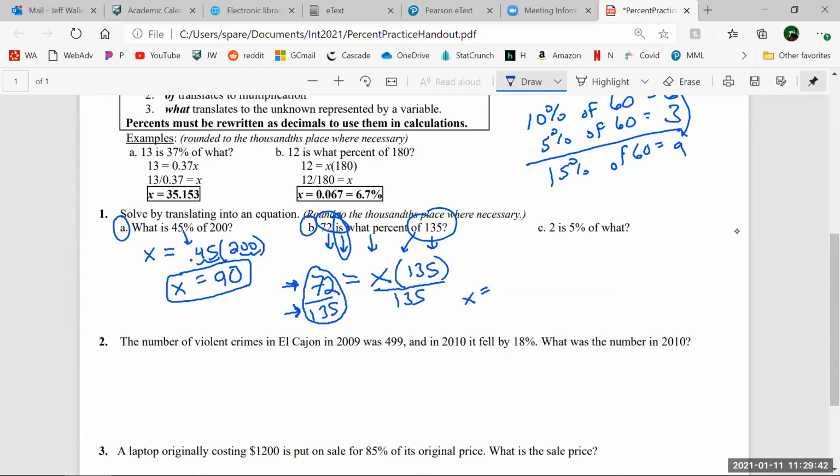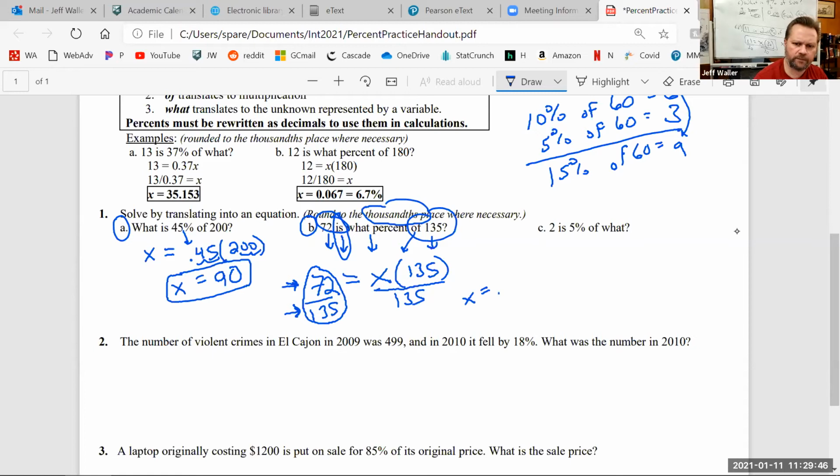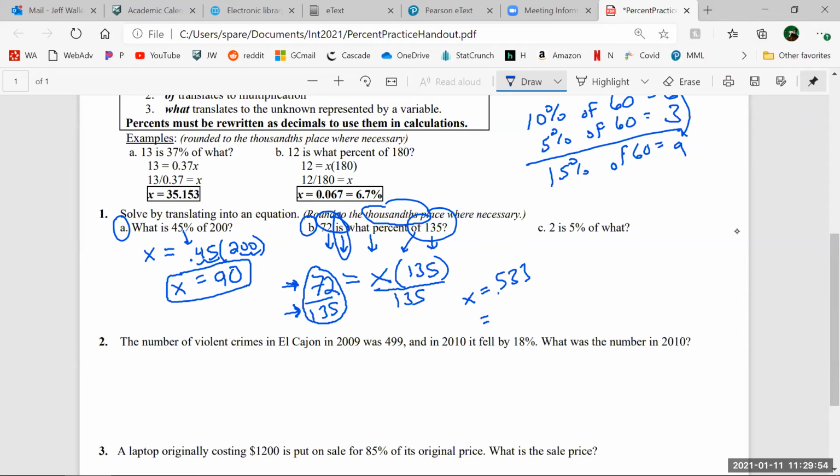0.533 repeating. Neato. It said to round to the nearest thousandths place. So 0.533. Yes. And then what would that be as a percent? 53.3%.